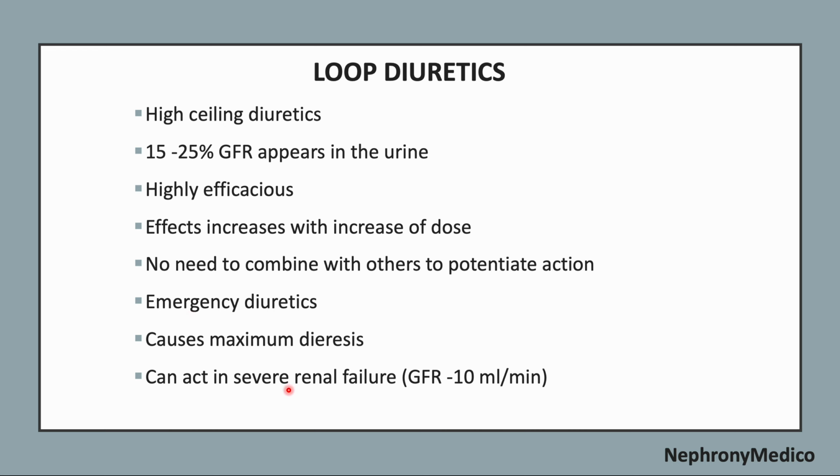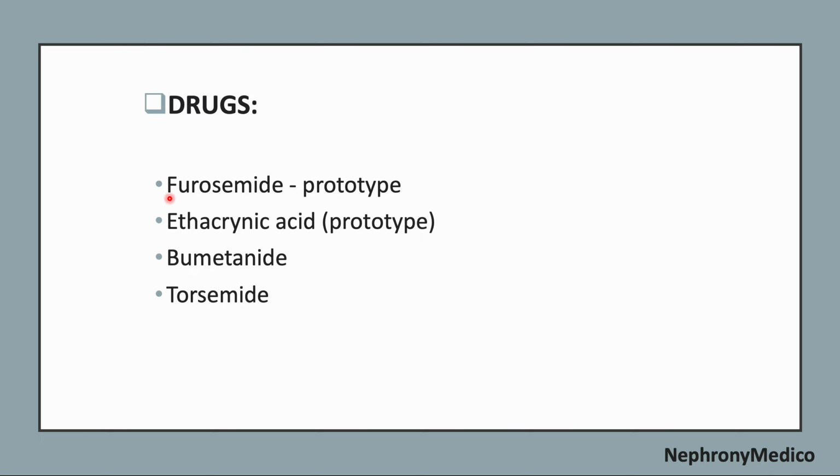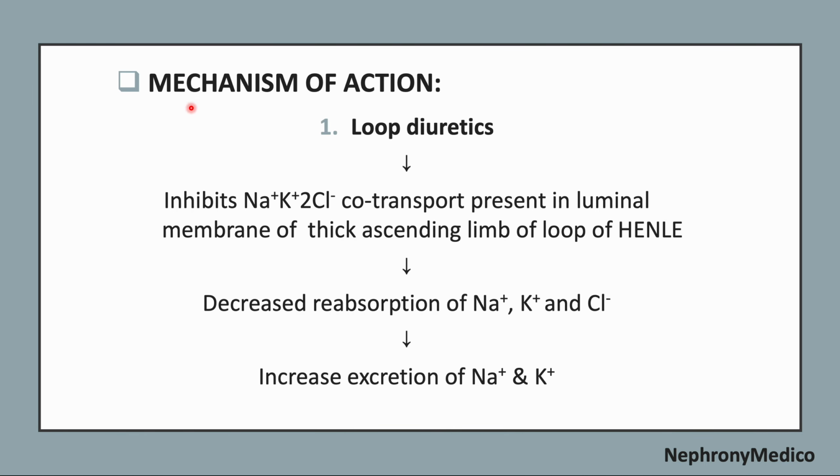It also can act in severe renal failure where the GFR is 10 or lesser than 10 milliliters per minute. The drugs used are furosemide, ethacrynic acid, bumetanide, and torsemide. Now, mechanism of action.